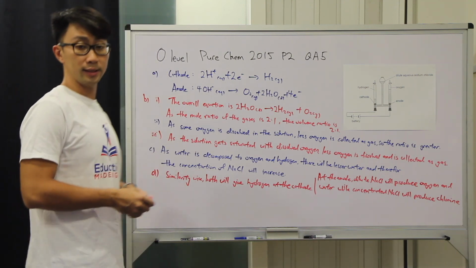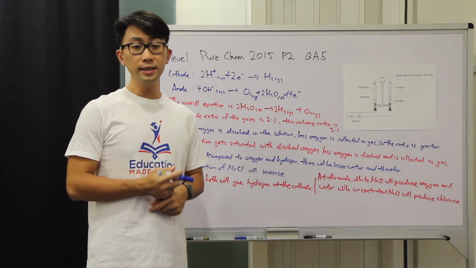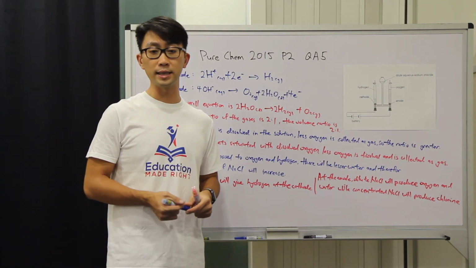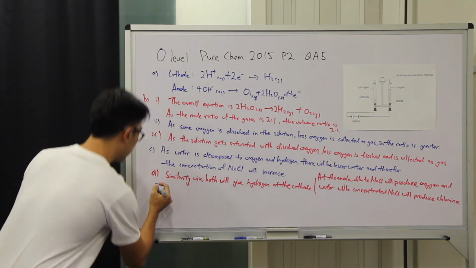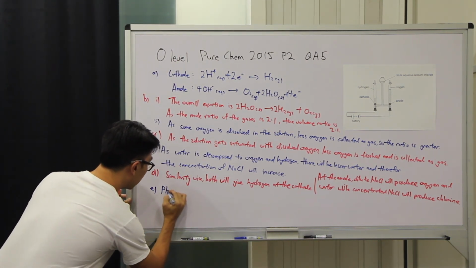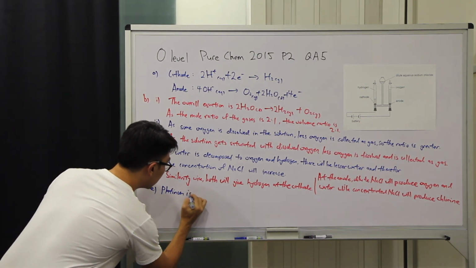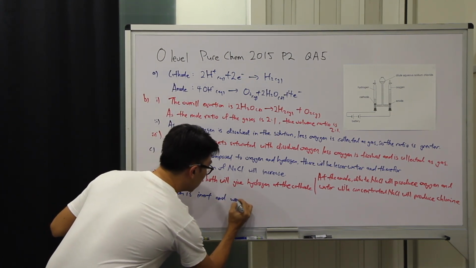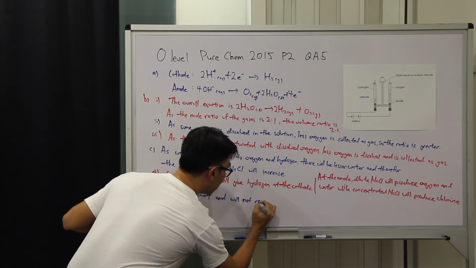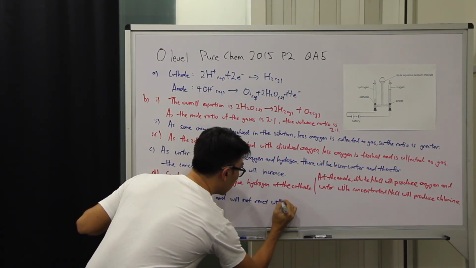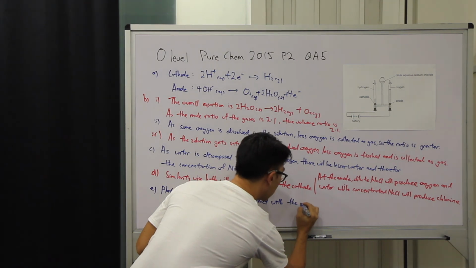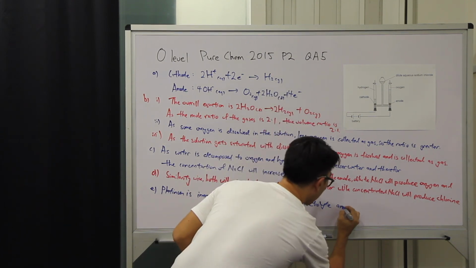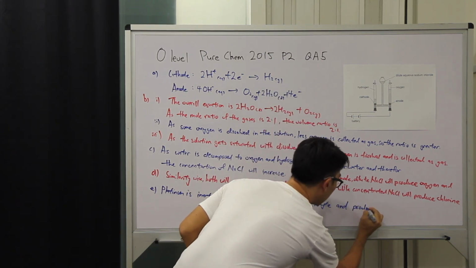Alright, so for part E, platinum metal electrodes are used. Why is platinum a suitable material for use as an electrode? For E, we have: platinum is inert and will not react with the electrolyte and product.